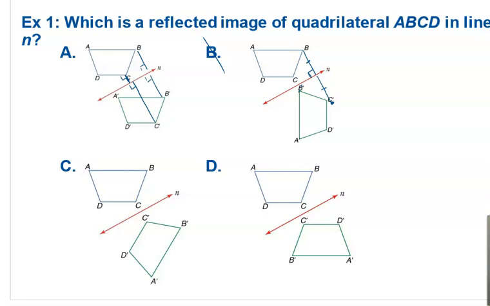But if you come down to C, to go from D to D prime, we draw this line perpendicular, and look at that. That looks like that the line from D to D prime is perpendicular to the line of reflection, and it's split in half. So C would be our one, because if we check that out with all of the other points, then it works the same.